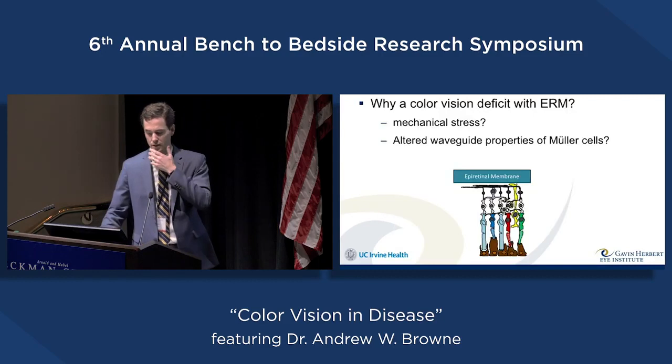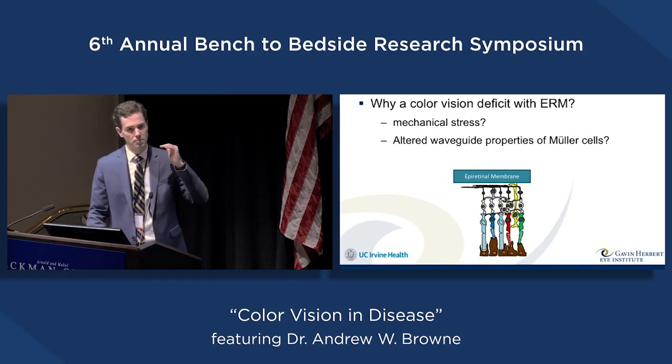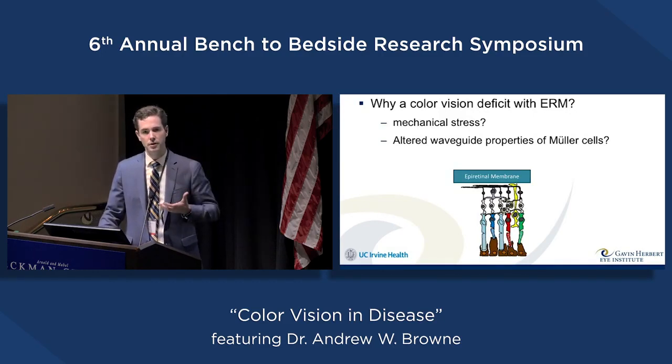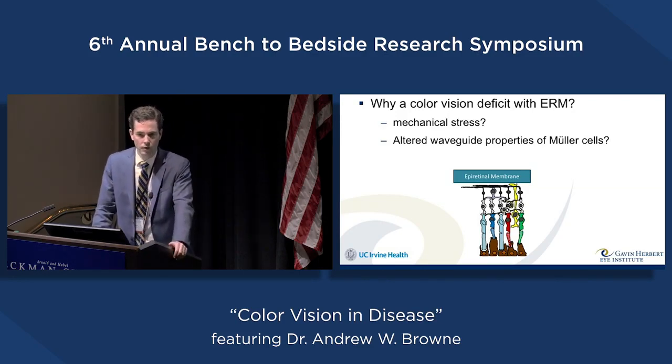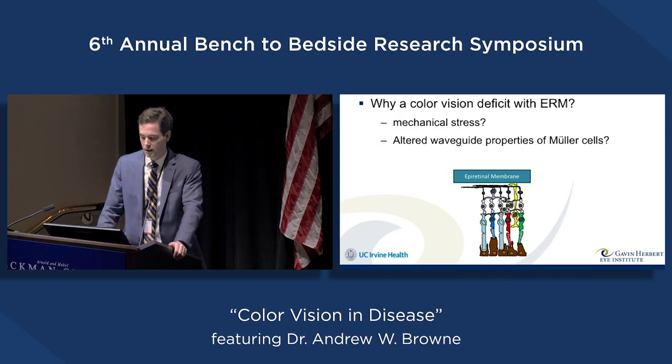So why is color vision affected in epiretinal membranes? We have a membrane on the surface of the retina. The photoreceptors are at the bottom of the retina. They're not directly in contact. And so there may be a variety of mechanisms. It could be through mechanical stress transmitted from the surface of the retina down to the photoreceptor level, or it could be altered waveguide properties of Mueller cells.